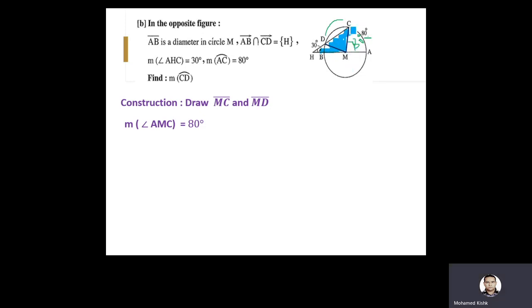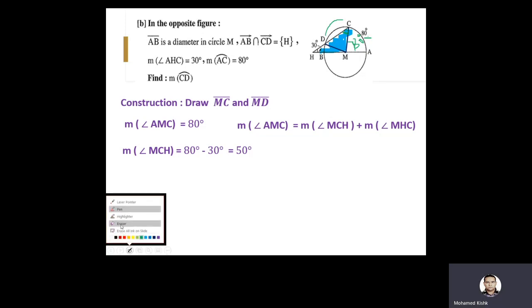It is the exterior angle of triangle CMH. What does it mean? It means that you can find the measure of this angle MAC by subtracting 80 minus 30, it will be 50. So it will be 50 degrees. Okay. What next? So this will be 50 degrees.